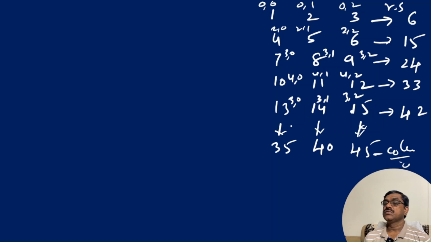3, 1, 3, 2. So these are the indices or subscripts. Now, what you have to do is take only the first row. We want the first row sum, right? How much? 6.